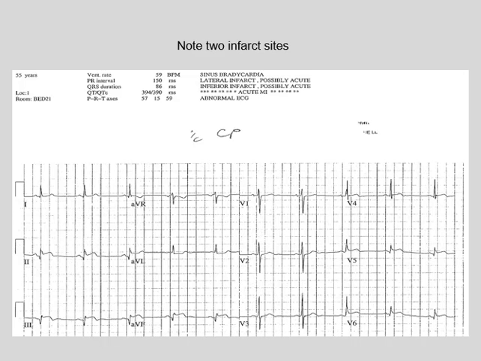Now the one that jumps out at us most noticeably is leads 2, 3, and AVF, which we've seen before paired quite regularly. But notice in the lateral leads, V4 to V6, there is ST elevation and is not reciprocal to that. It's not ST depression, it is ST elevation. So this person is having two occluded vessels at the same time, and that is not uncommon. So always look for these sort of patterns in more than one place.